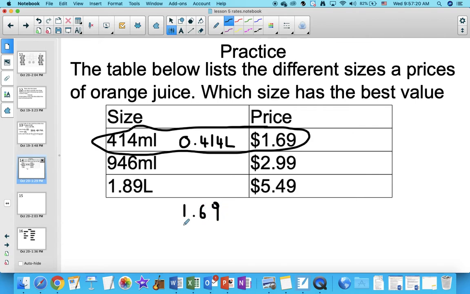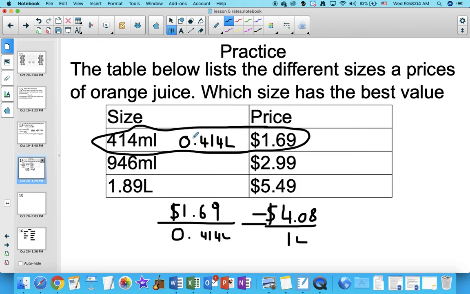Okay, so I've done my conversion on my own, and it's dollars per liter, so I go 1.69 dollars per 0.414 liters, which will then give me, so we take that and we just divide through, so we go 1.69 divided by 0.414, right? And so the cost is around $4.08 per 1 liter. And so now I know that it costs $4 a liter because I've converted this into liters.